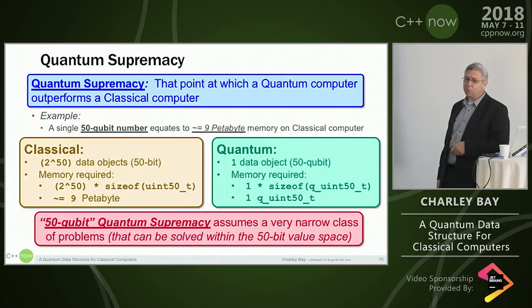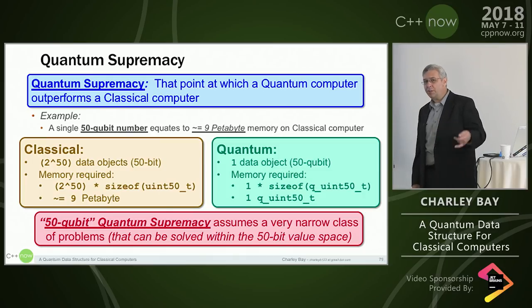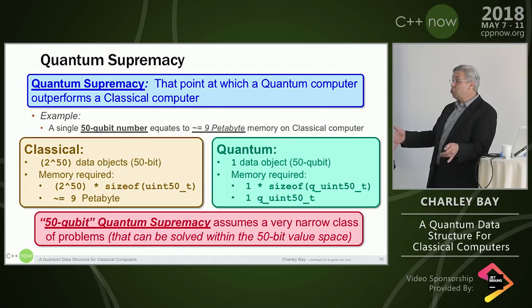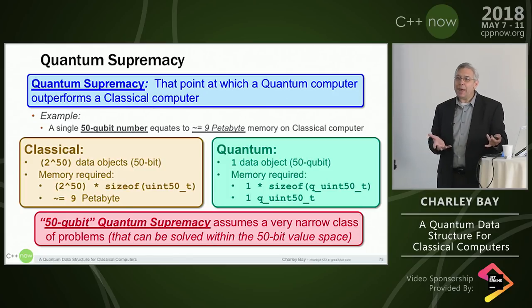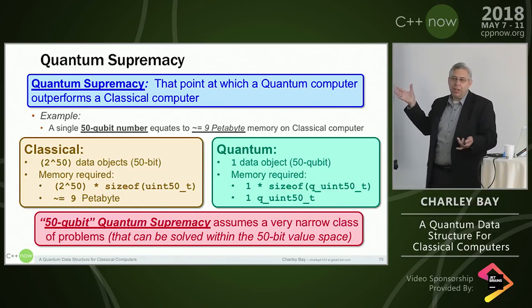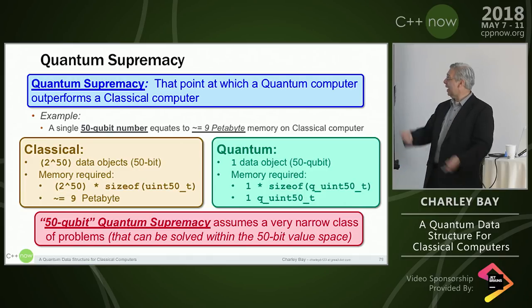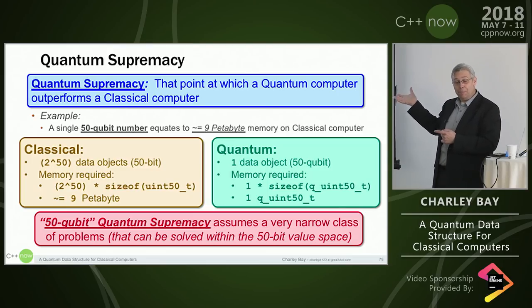Quantum supremacy. Google says about 50 bits, somewhere around there. It's when a quantum machine can outperform a classical machine. So if I have 50 qubits, like a 2 to the 50, then that's better than a classical machine, because classical would be like 9 petabytes. And nobody's got laptops like that right now. So the idea of a 50-qubit value, it's only going to give you 2 to the 50 in your value range. As long as your computed answer fits in there, you're good. And if your answer is 42, it fits in there. So not every problem can be solved that way, but a lot of them can.